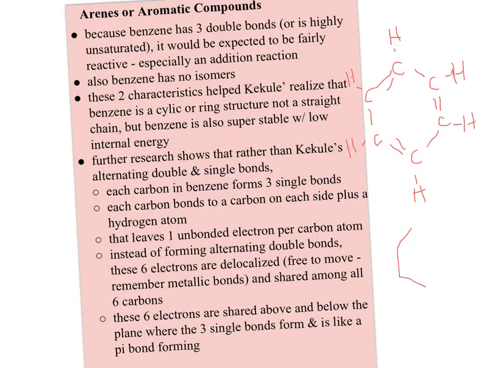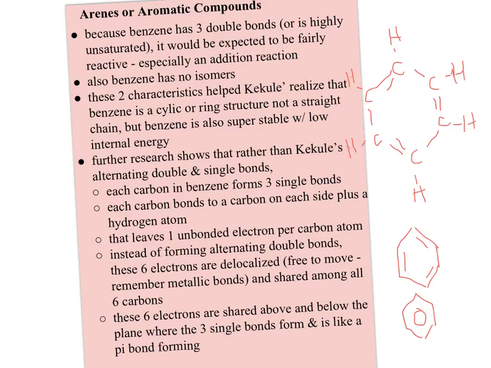And you'll see it abbreviated to look like this, or you'll see it abbreviated with the circle here to show that scientists would expect this single and double bond to resonate or move between the 1,3,5 and the 2,4,6 carbons. But because it's not very reactive, they did more research on this idea of the alternating double and single bond. And what scientists have come to realize is that each carbon in benzene actually forms 3 single bonds.